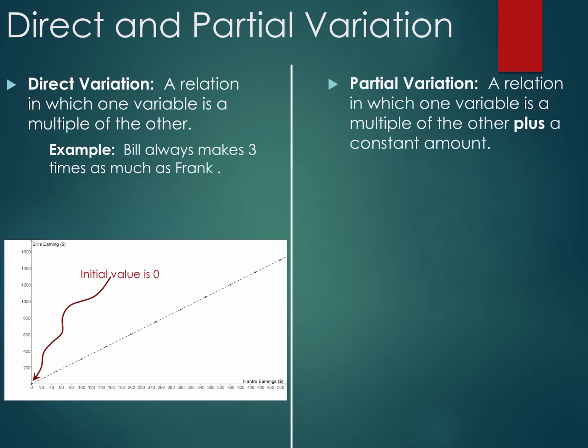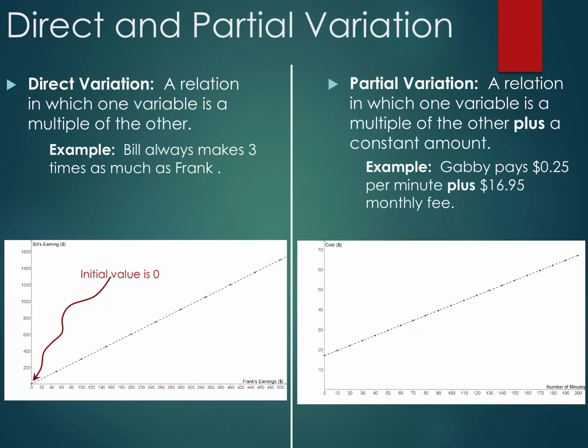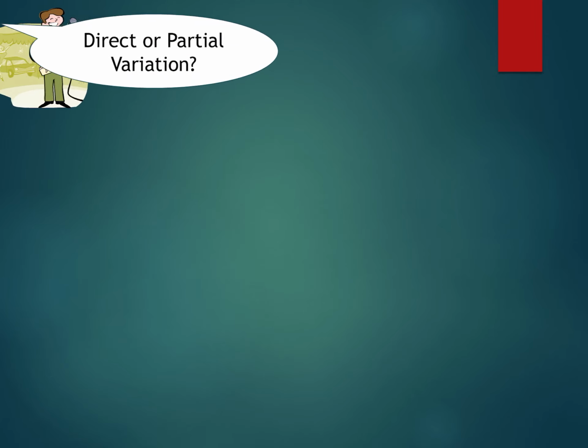Whereas partial variation is a relation that is a multiple of the other plus a constant amount. Those are a lot of what we've been talking about with linear relations. There's a multiple, mx, and then there's a b outside of that, something added onto it. So Gabby pays 0.25 per minute, or per gig, to put it into modern terms, plus a $16.95 monthly fee. You see, the graph of this relation will not start at 0 because it's not just a multiple, there's a multiple plus something else. It's enough in grade 9 again to say direct variation goes directly through the origin, partial variation starts partway up.